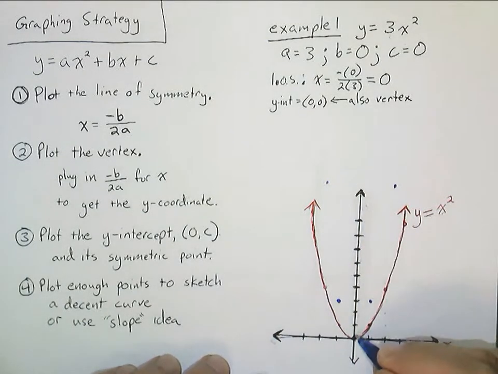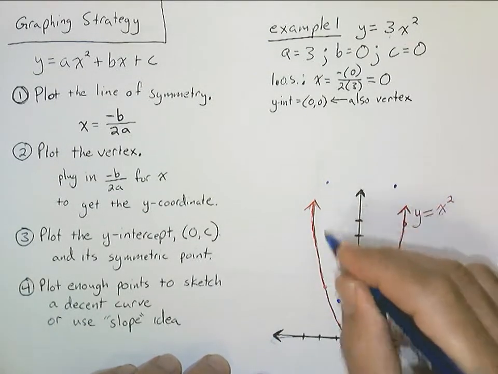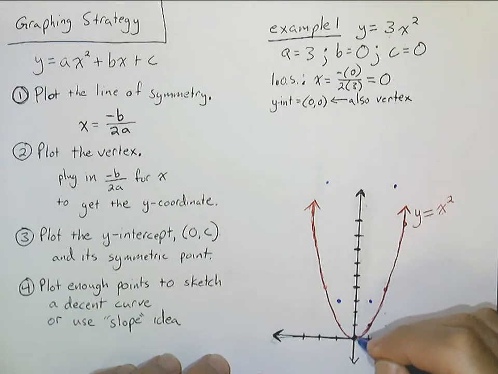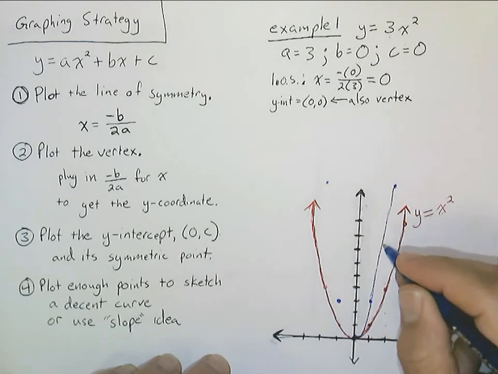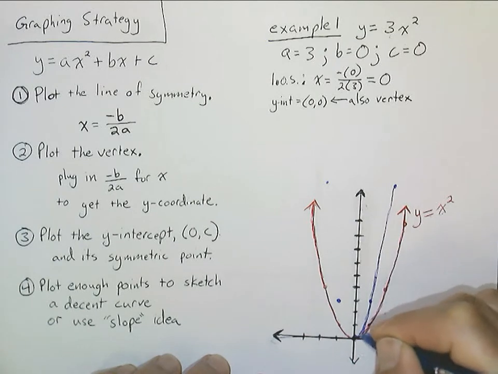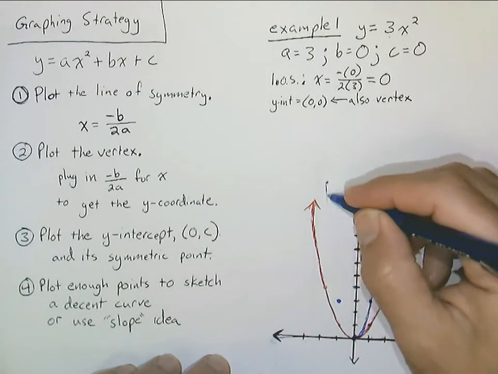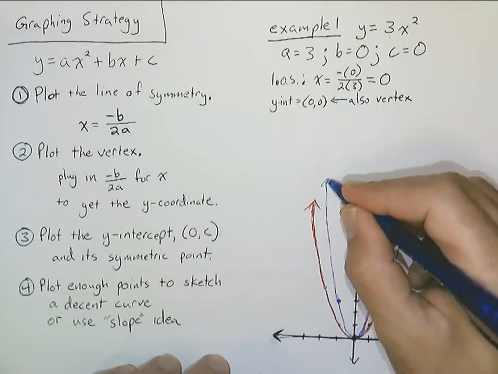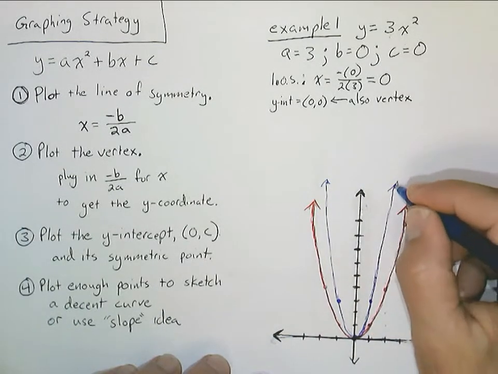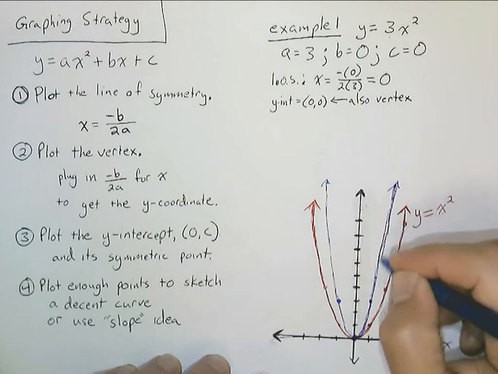And now that's pretty good. We can kind of see how this curvature is going to happen. And keep in mind that parabolas do not have pointy parts at the vertex. They're nice and curved. And so we just kind of sketch in this nice little U shape. And now we have our parabola.